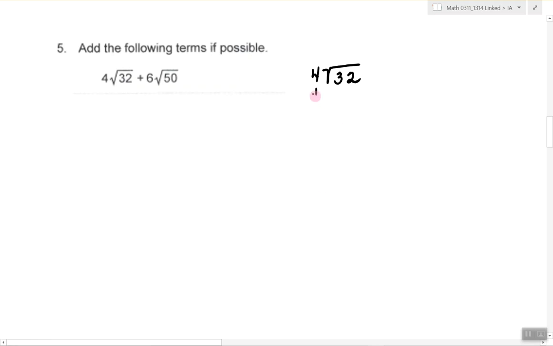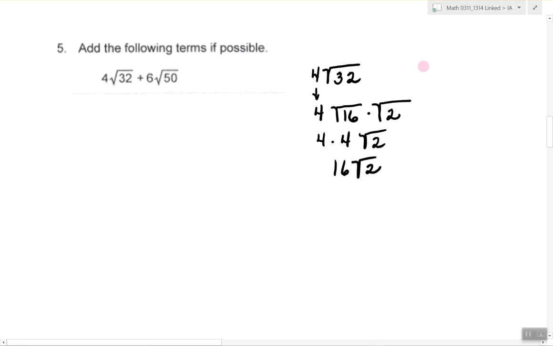I'm going to keep this coefficient 4, and 32 can be broken down into that perfect square of 16, and 16 goes into 32 2 times. That means I have 4 times the square root of 4 times the square root of 2, or 16 times the square root of 2.